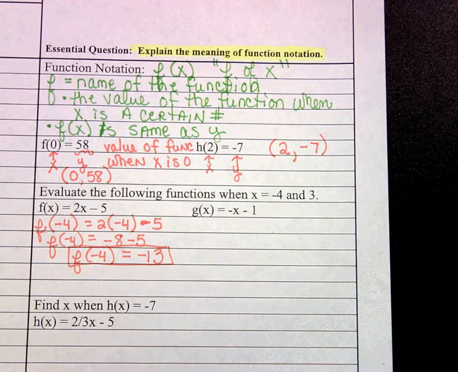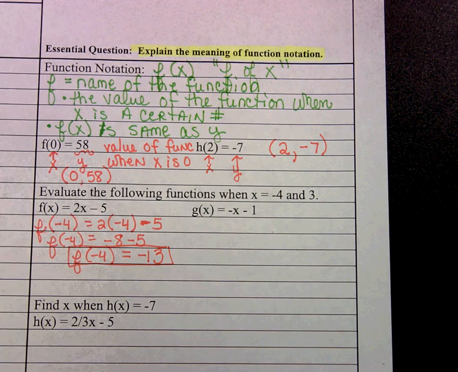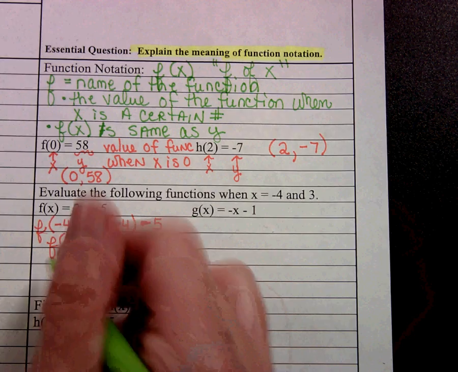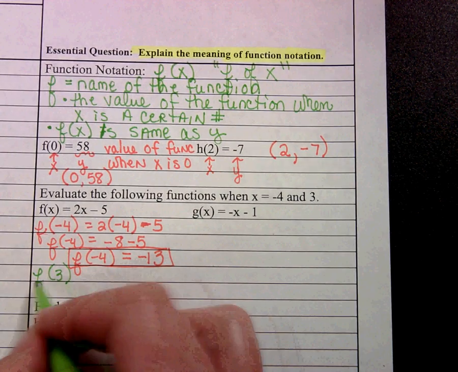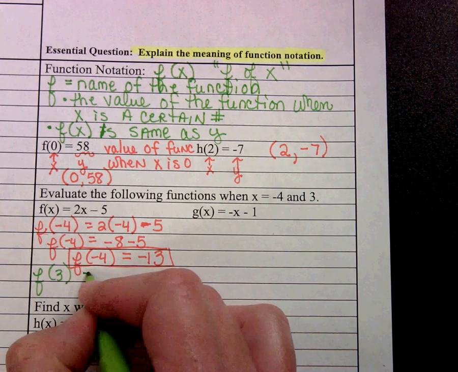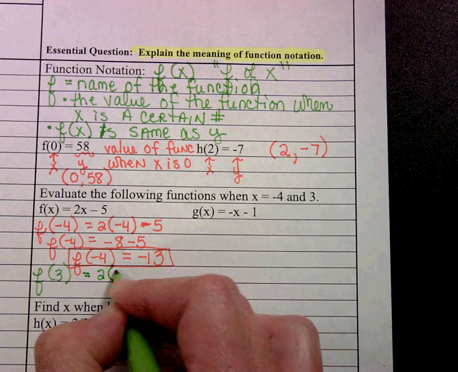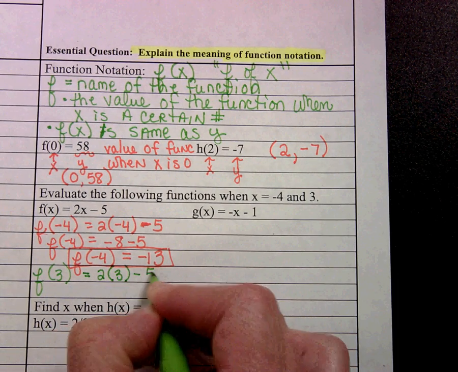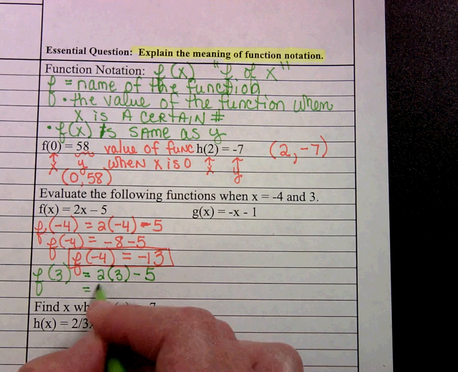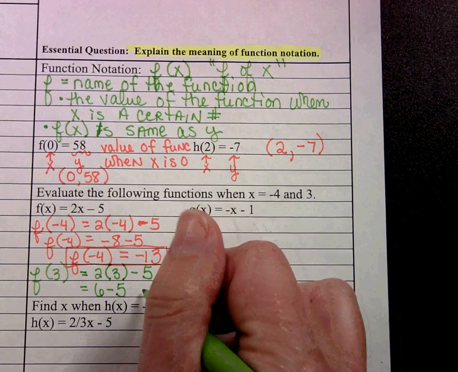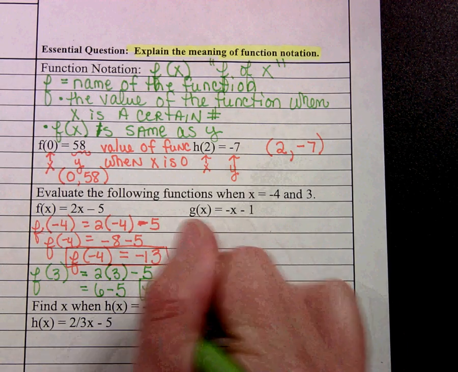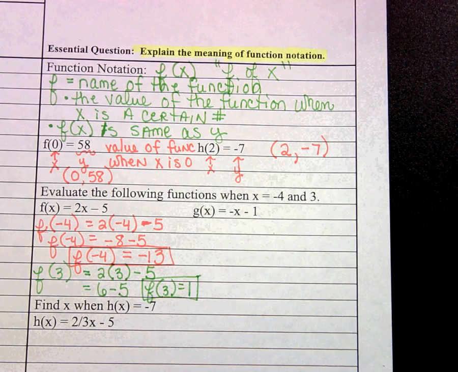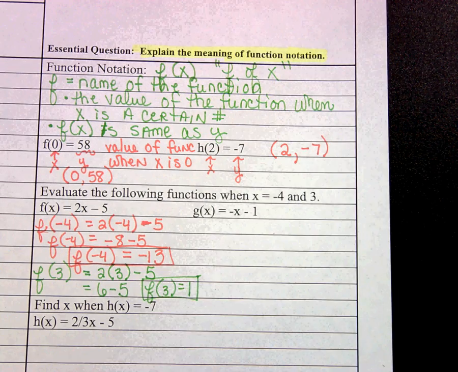Okay? We're going to do the same thing now when x is 3. F of 3. Find the value when x is 3. So wherever we see an x, we're going to replace it with a 3. So this would be 6 minus 5. Super easy. F of 3 equals 1. It's as simple as that. Okay? Look at the next one.